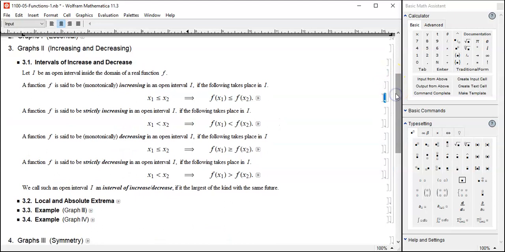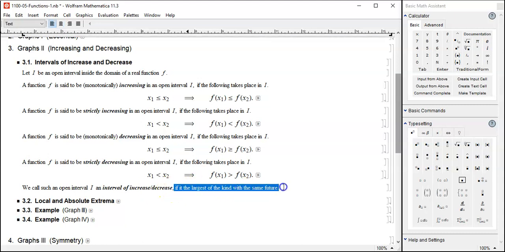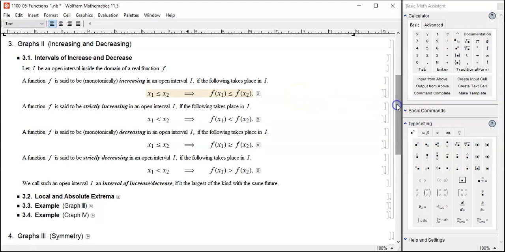Now finally here, we call such an interval I an interval of increase or decrease. So far so good, but what is this? If it is the largest of its kind. I don't really like this phrase over here, but I'm sorry, I could not find any better way to express it without going into rigorous details with those mathematical symbols. You see, this much is the maximum you could handle at the Math 1100 level. And this is already hard.